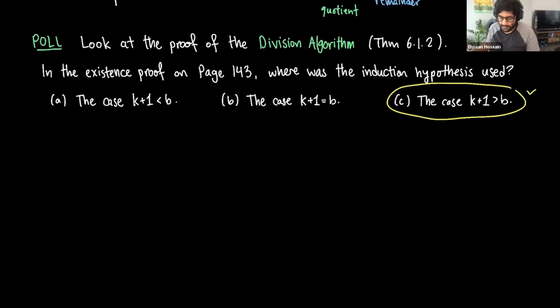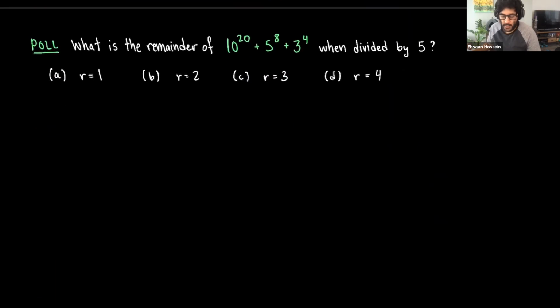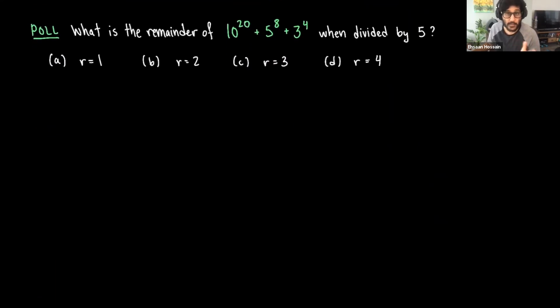Okie dokie. Let's use the division algorithm for a nice numerical, a very simple numerical problem where you get to apply the theorem in some kind of neat way. So here's a number 10 to the power 20 plus 5 to the power 8 plus 3 to the power 4. When you divide that by 5, what's the remainder? And if you try to do this by actually calculating 10 to the power 20, you're going to have a bad time. So you got to be a little bit thinking about the division algorithm.